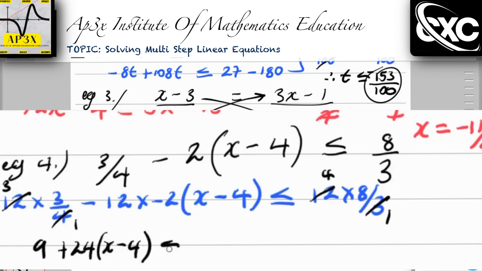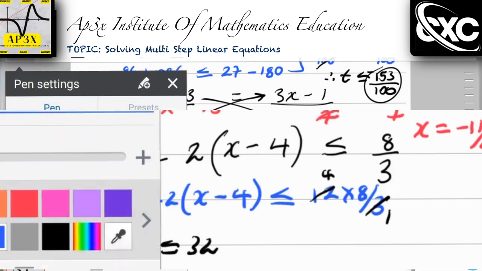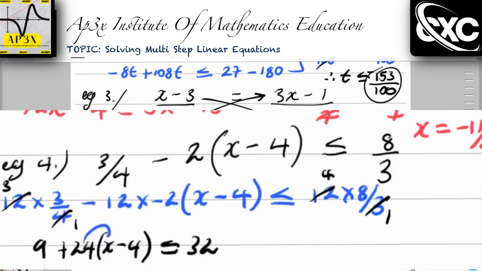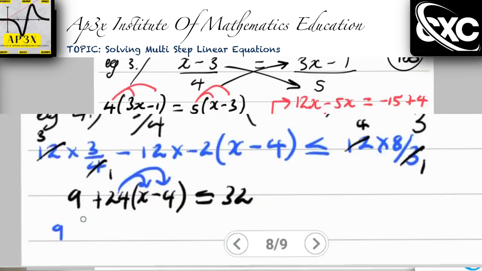And then that's going to be less than or equal to, say here, 4 times 8 is 32. All right, beautiful. So we're going to go ahead then and distribute the 24 here. We're going to distribute the 24 with the x here and the 24 with the minus 4. So we end up with 9 plus, say here, 24 times x is 24x, and 24 multiplied by 4, that's about 96, and that's less than or equal to 32.